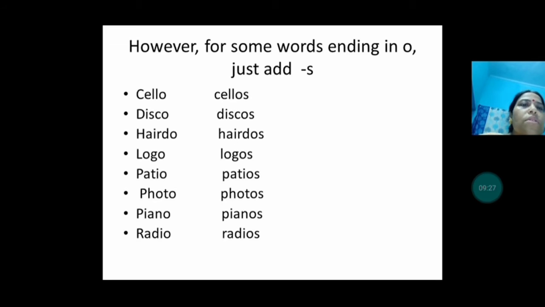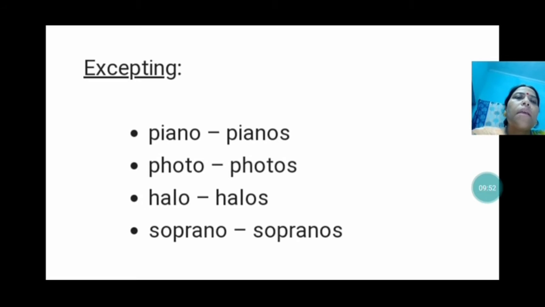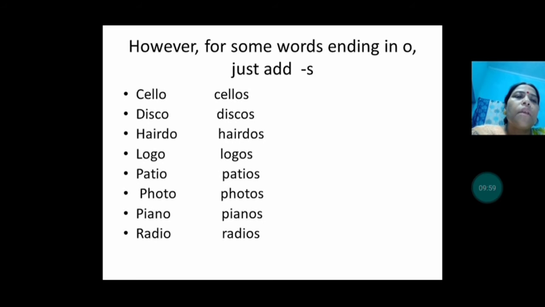But there are some words ending in O in which you have to add only S. Like cello, cellos. Disco, discos. Hairdo, hairdos. Logo, logos. Patio, patios. Photo, photos. Piano, pianos. Radio, radios. So you learn this. These are also exceptions. As in English, you know, there are many exceptions and you will have to learn those things. Piano, pianos. Photo, photos. Hello, hellos. Soprano, sopranos. Here also.